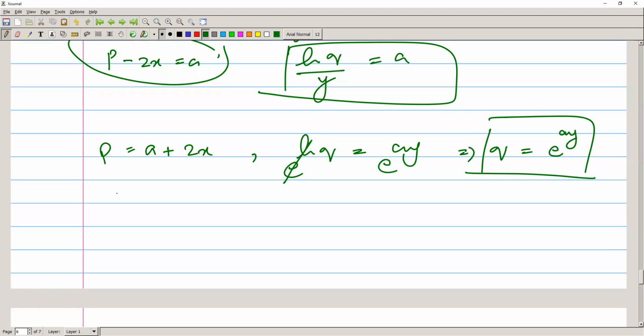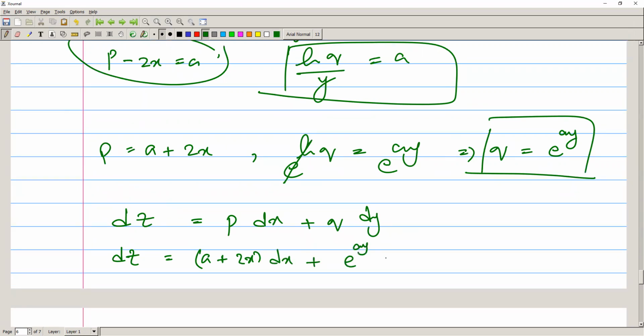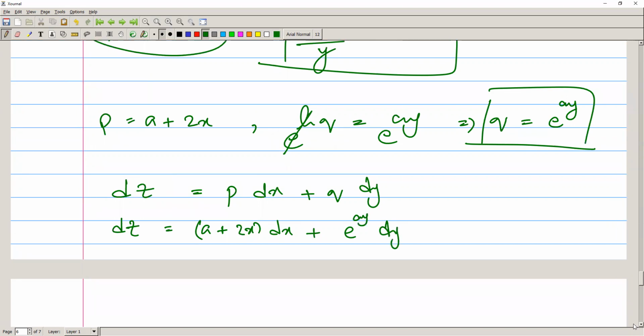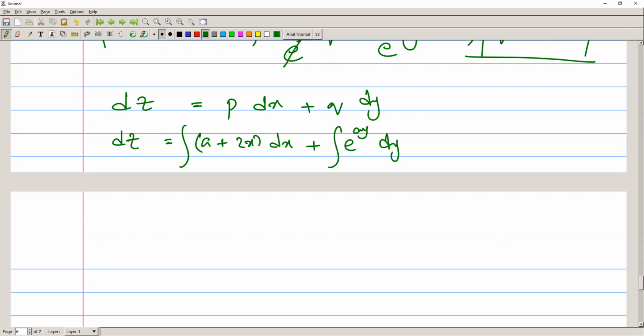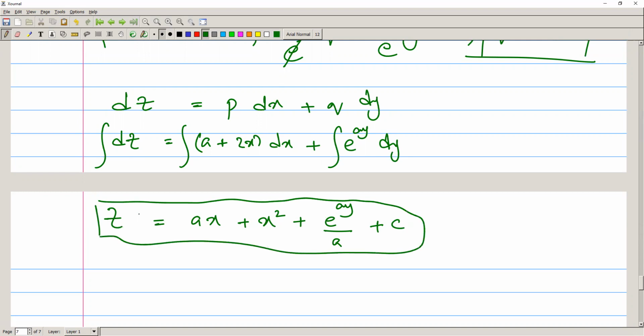Right, so now we can write this into the auxiliary form. So dz will be equal to (a plus 2x) dx plus e to the power ay dy. Z is equal to ax plus x squared plus e to the power ay over a plus c. So this is explicitly z in terms of x and y. So this is the final answer.